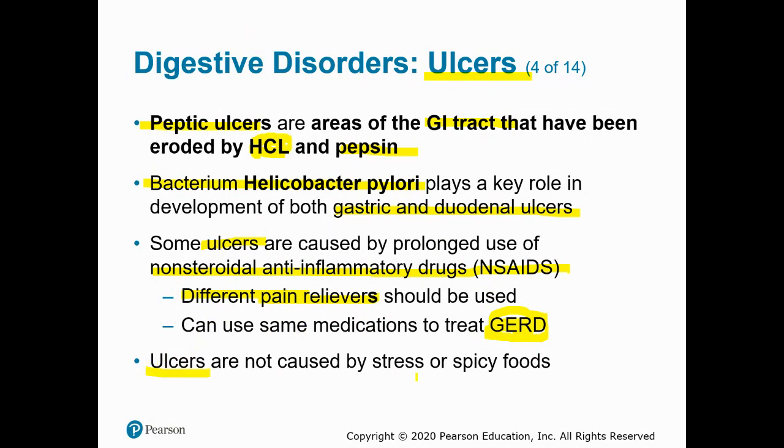We had thought for a while that maybe ulcers were caused by stress or spicy foods. And I guess in my opinion, we can't rule those out entirely, but we definitely need to pay attention to the fact that they're most often actually caused by bacteria.